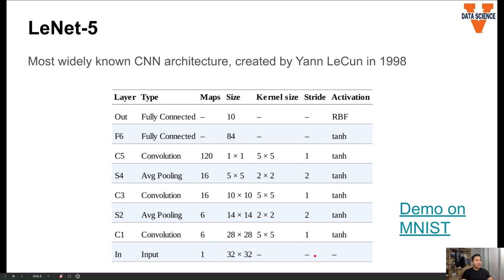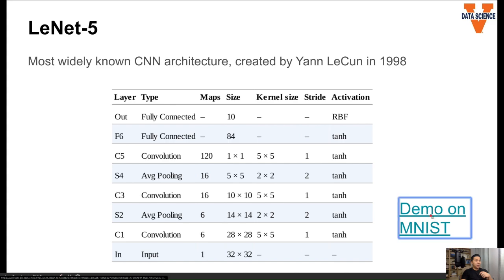You notice that the activation function here is not ReLU. ReLU actually did not get invented until later on. So they use tanh instead, which is fine. It's just slower. And finally, they use the radial basis function, which is a Gaussian connection. You may have learned about this in SVM, but that's the activation they use.